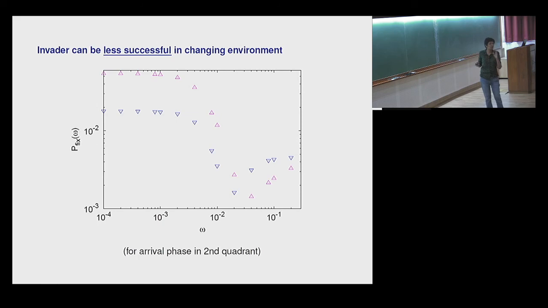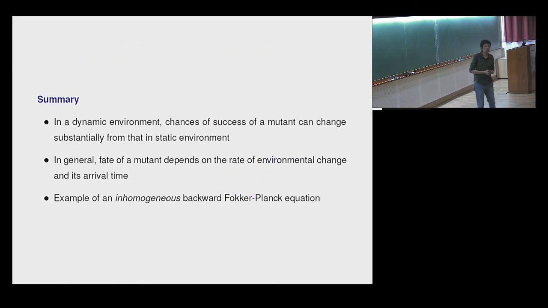One can understand this, and it has evolutionary implications. But let me just finish. There are a couple of simple points. In a dynamic environment, chances of success can be substantially different from what you expect in the static environment, and one has characterized that quantitatively. These answers depend on how fast the environment is changing, and also on the time at which the mutant arose. This was a simple example of an inhomogeneous backward Fokker-Planck equation.